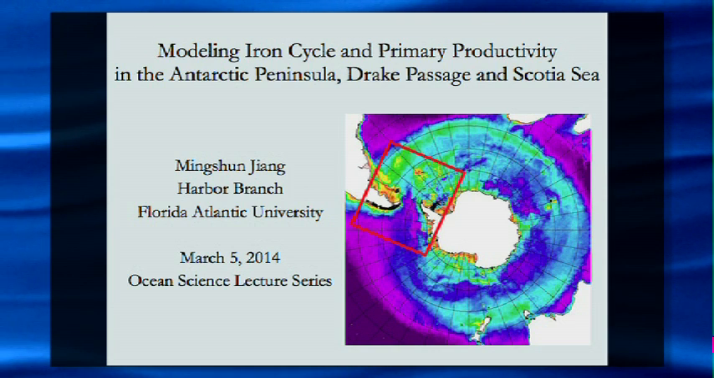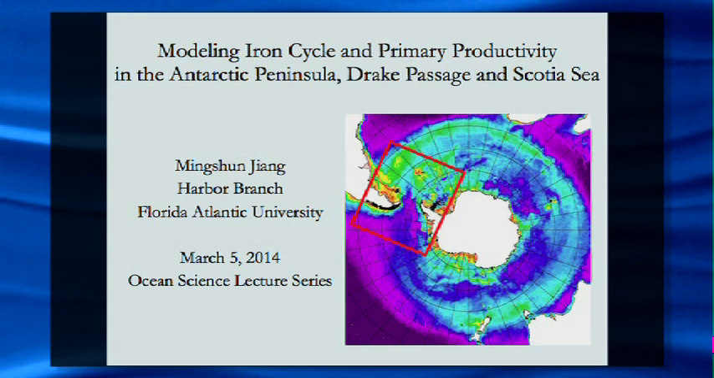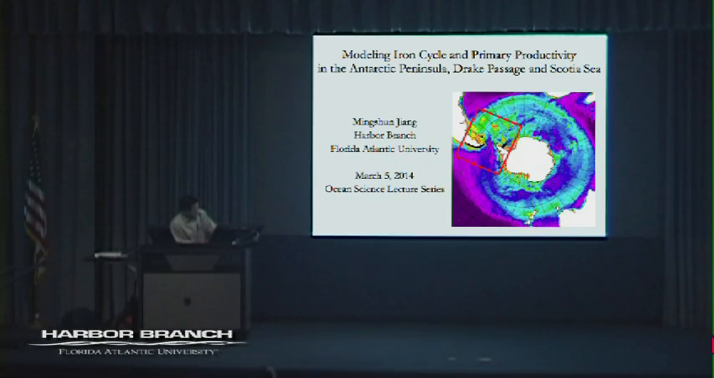So tonight, the topic, the title is kind of strange. It's called Modeling Iron Cycle and Prime Productivity in the Antarctic Peninsula, Drake Passage, and Scotia Sea. And you probably realize that there's a lot of jargon in there. So I'm going to try to explain it later.